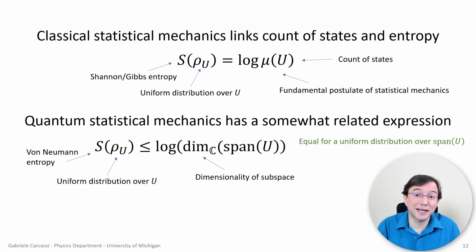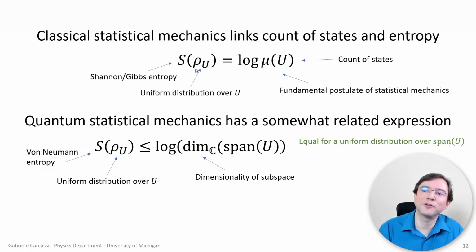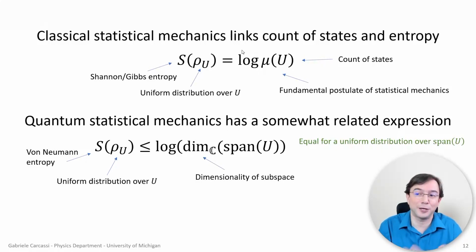So let's first go back to classical mechanics and refresh how this is done. As we said before, we have a uniform distribution over a set U, and this set might be discrete or continuous, and then we would use the appropriate version of entropy, the Shannon entropy for the discrete system and the Gibbs entropy for phase space. And if the distribution is uniform, we would find that the expression for the entropy is simply the logarithm of the count of states. This expression is so important, the fact that the entropy is the logarithm of the count of states can be the starting point of the formulation of classical statistical mechanics. That is called the fundamental postulate of statistical mechanics.